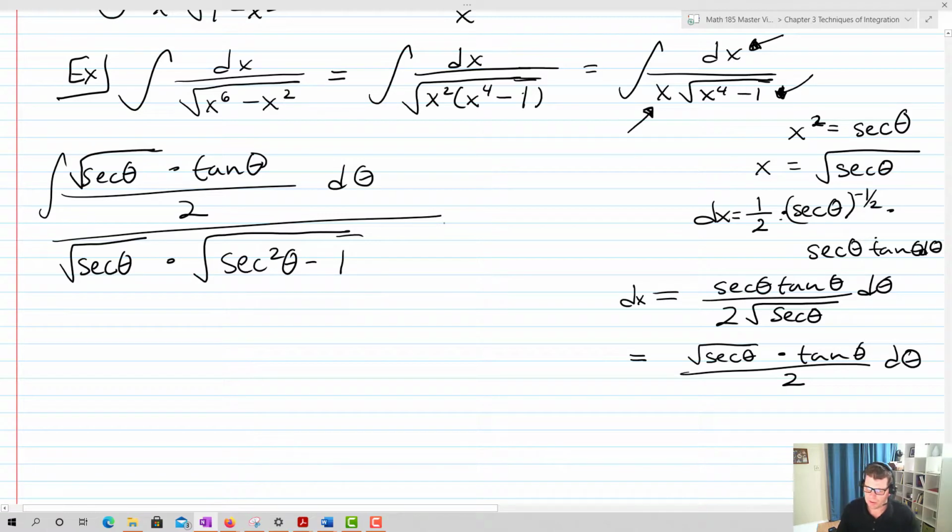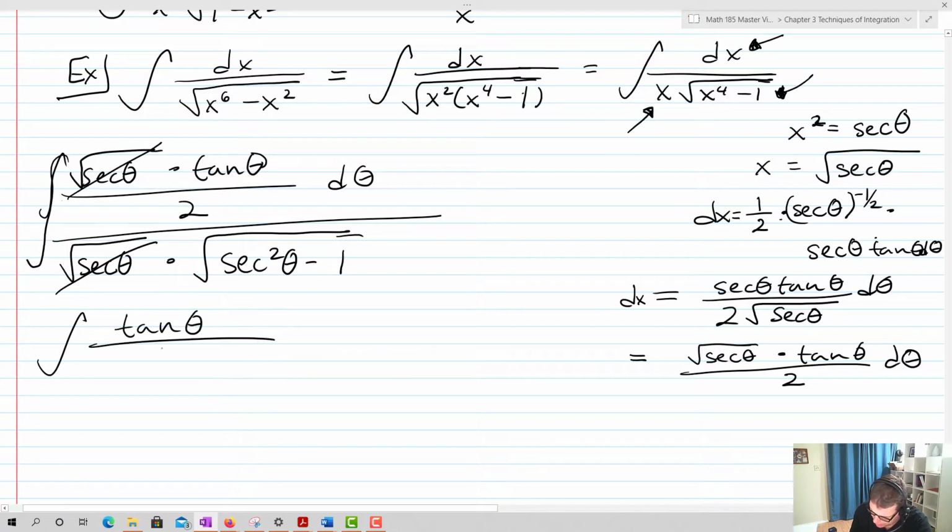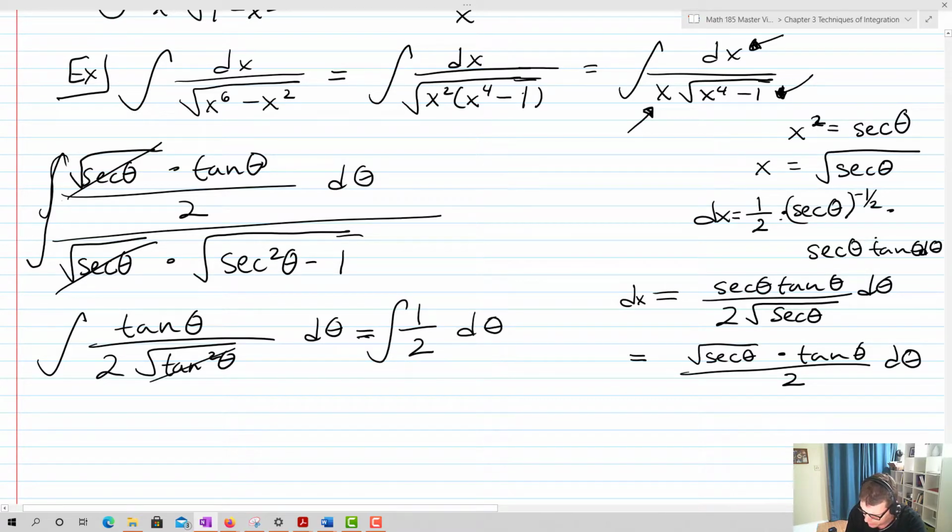Oh, this is great news. If we look at this integral, what's going to end up happening is that these secant thetas are going to cancel. So we end up with the integral of tangent theta over 2, divided by the square root of tangent squared theta, d theta. This ends up being the integral of 1/2 d theta, because these cancel out as well. And so this ends up equaling just 1/2 theta plus c. That's not bad at all. We could do something with that.